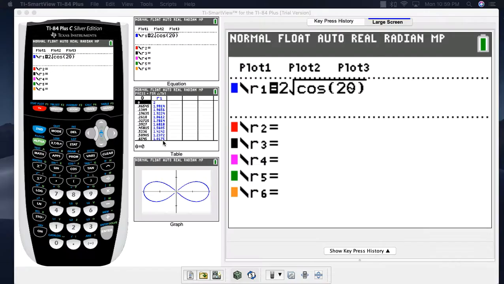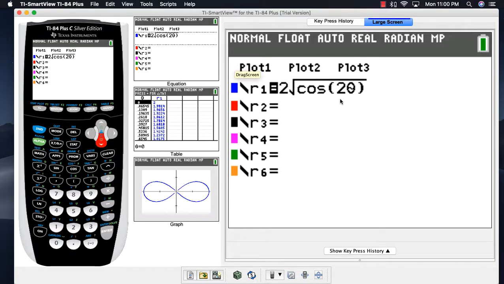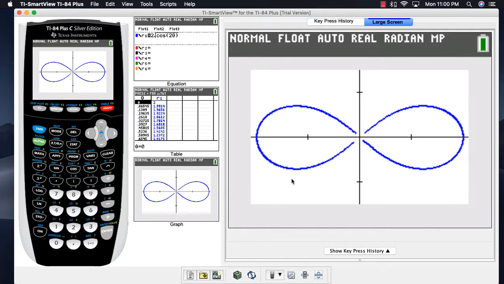So once again, I'm going to go ahead and show you here. I have just 2 square root of cosine of 2 theta. I just pulled out that square root of 4 is 2. And this is what the graph looks like. So just go ahead and click Graph here.